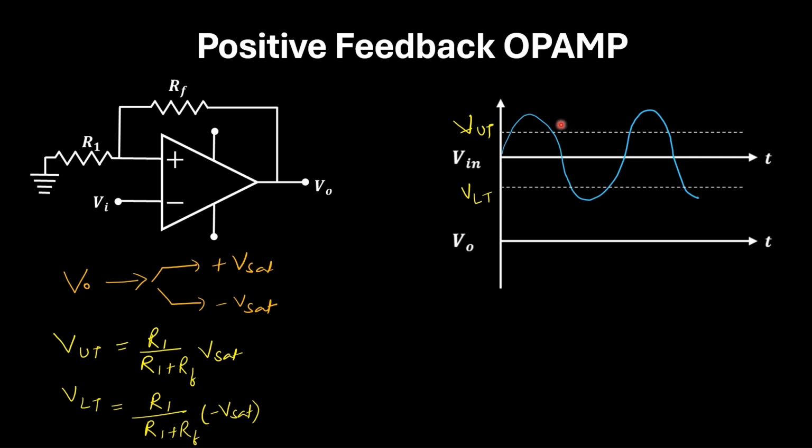Now if you see this plot, when the input voltage is increasing, it will remain in the plus V saturation until it crosses the upper threshold. And when the signal is decreasing, it will remain in the minus saturation until and unless it goes beyond the lower threshold.